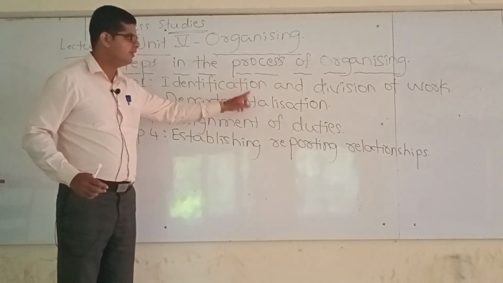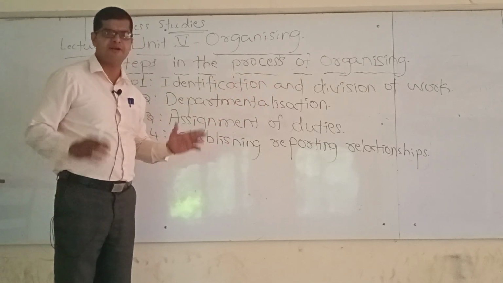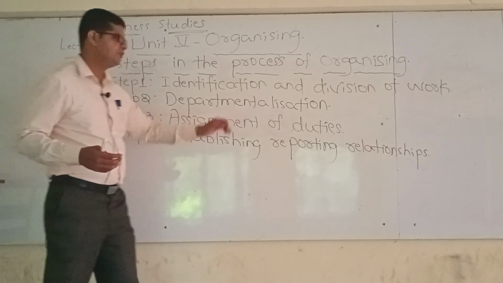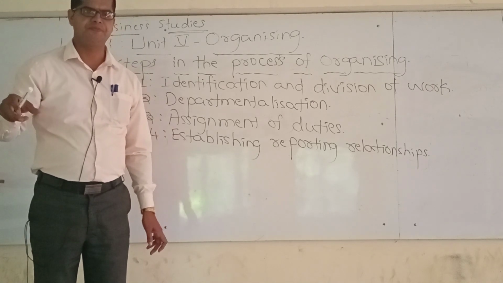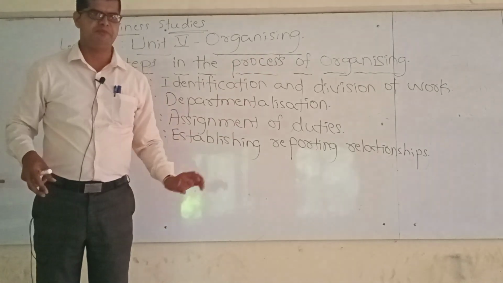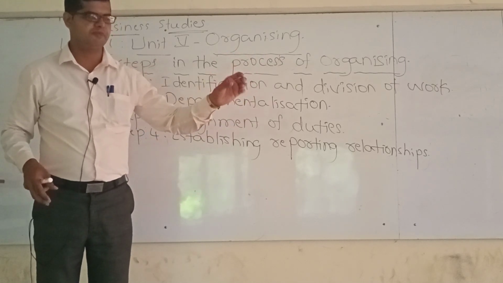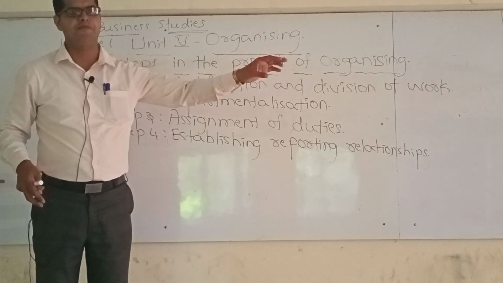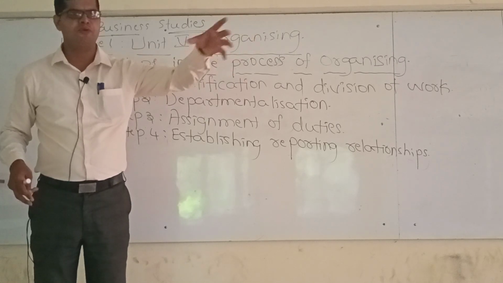So identify the work and divide the work. Once you divide the work, think of departmentalization. After departmentalization comes assignment of duties. Assign them duties. Okay, so assignment of duties: there are 10 individuals in the production department. You just assign their duties, what work they have to perform. Okay, finance department, 20 employees are there.